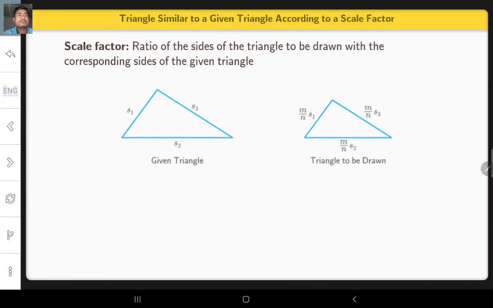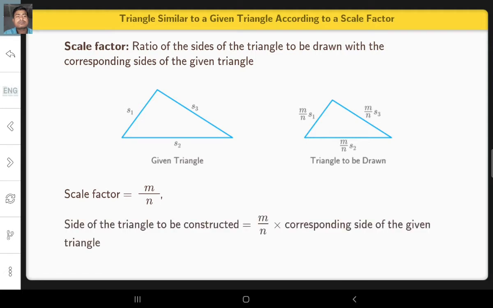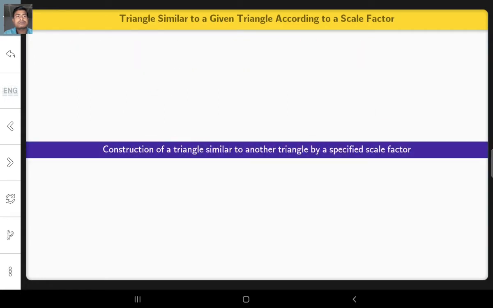The scale factor is the ratio of the sides of the triangle to be drawn with the corresponding sides of the given triangle. If the scale factor is m by n, it means the sides of the triangle to be constructed are m by n times the length of the corresponding sides of the given triangle. Construction of a triangle similar to another triangle by a specified scale factor.